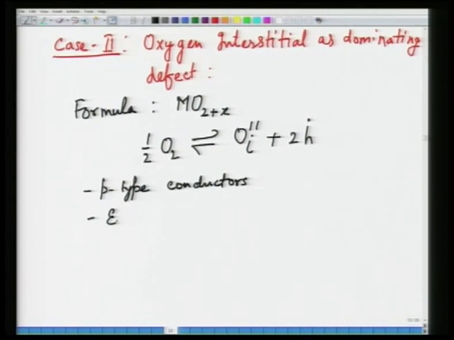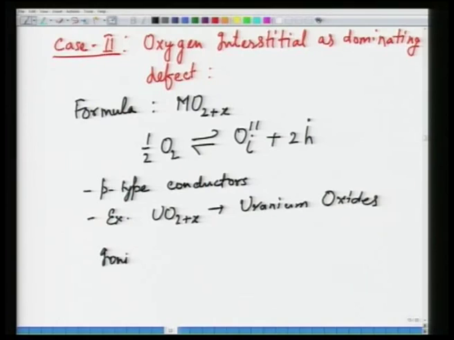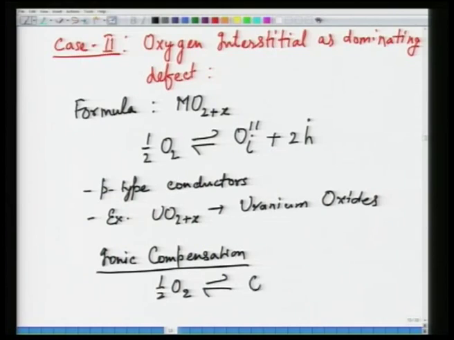An example is UO2+x, which is uranium oxide. Again, this is your electronic compensation. Ionic compensation would again mean oxidation of metal. So, in principle it is also possible. Ionic compensation would mean two of the metal sites will be oxidized, but again, as I said, in both of these cases the materials prefer to be in the form of p-type conductors by creation of extra holes.